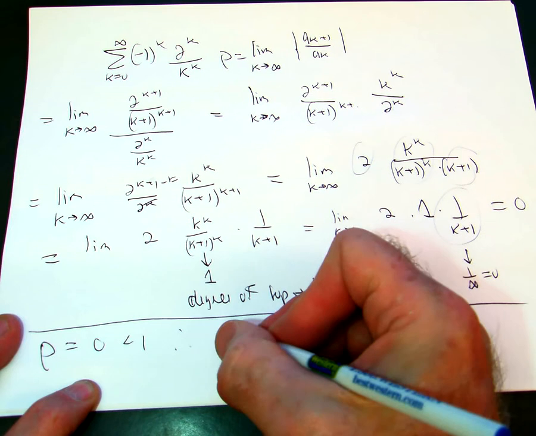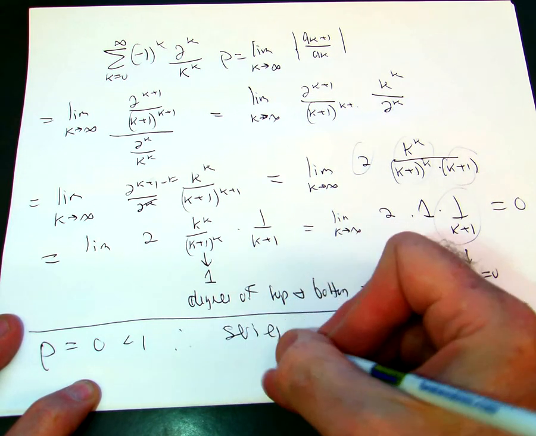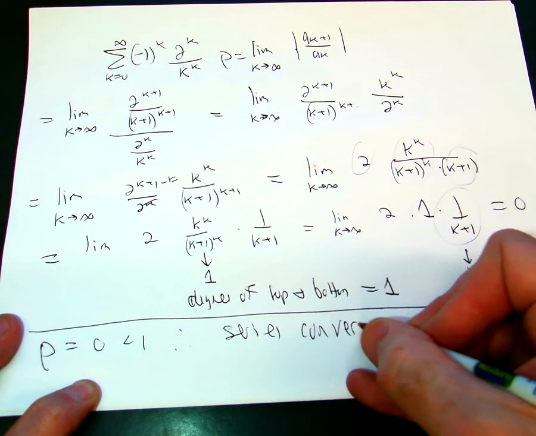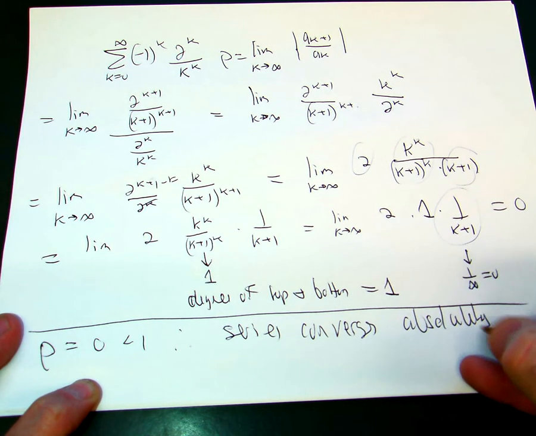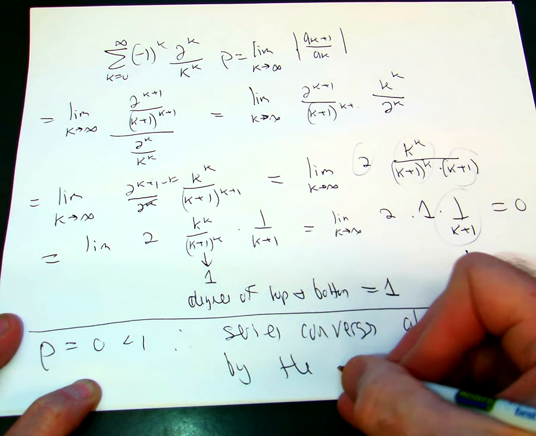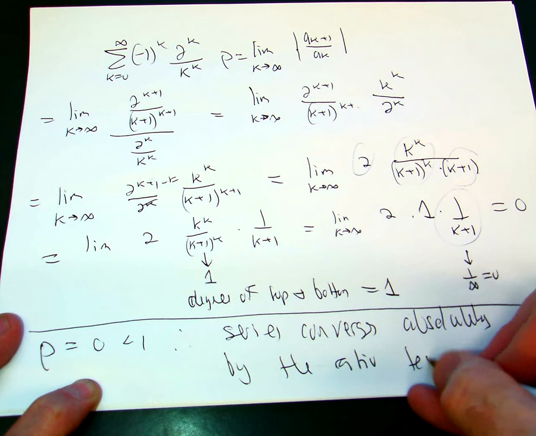Therefore, the series converges absolutely by the ratio test. And we're done.